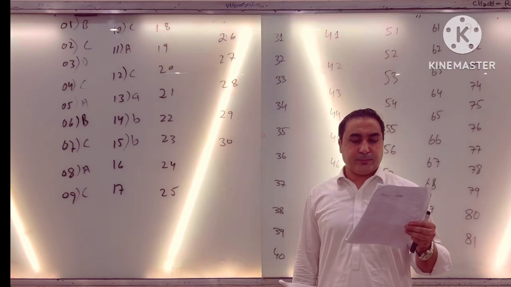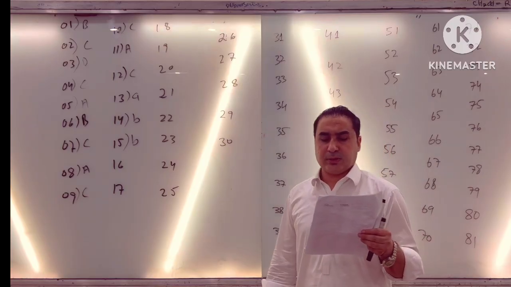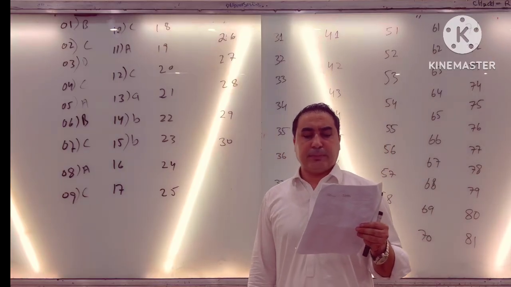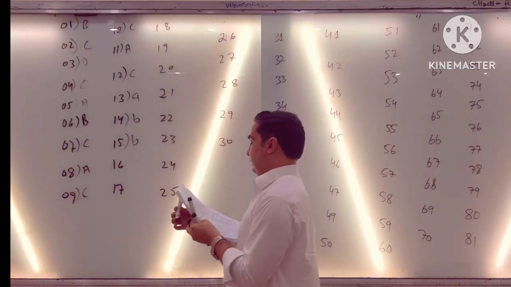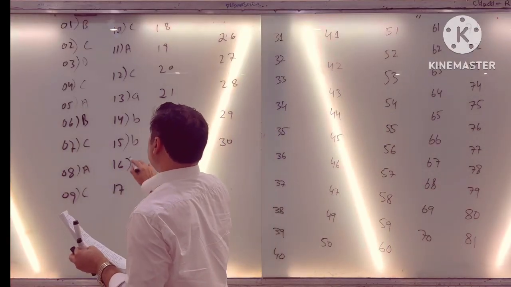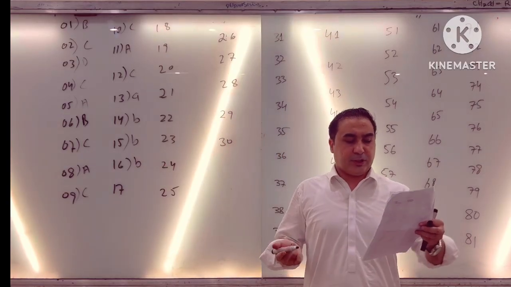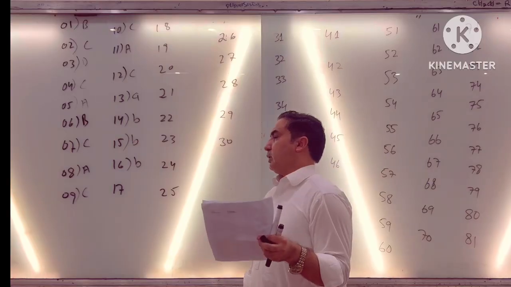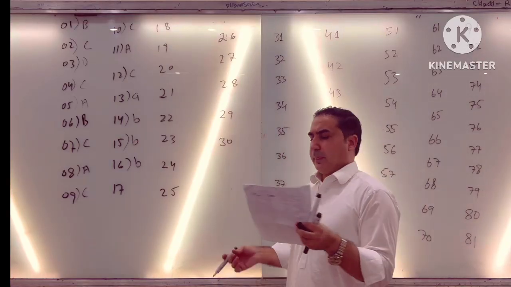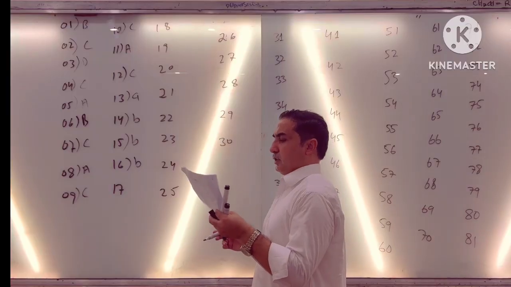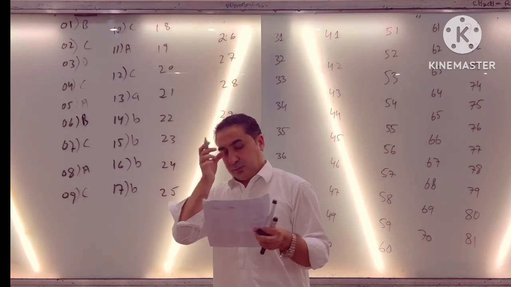Next MCQ. Which part of the brain is responsible for coordinating muscle movement and maintaining balance and posture, body balance? The cerebellum mainly maintains this, so the correct option is B, cerebellum. Which part of the brain regulates body temperature, hunger and thirst? The hypothalamus acts as the thermostat of the body and regulates body temperature. The correct option is B, hypothalamus.